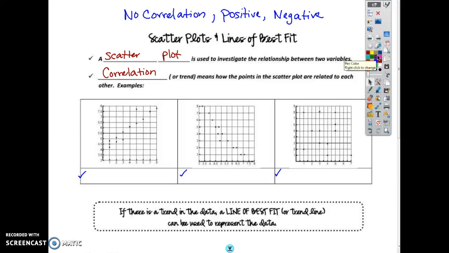So I walked around and I checked, and most of you got this correct. This, because it's going up from left to right, is a positive correlation. This one is positive. Okay? And you can draw a line of best fit. So everybody go ahead and draw that line. It's the line that goes through the correlation. Okay? Not the one that touches most points, but the one that goes through the middle of the correlation. That's called a line of best fit.